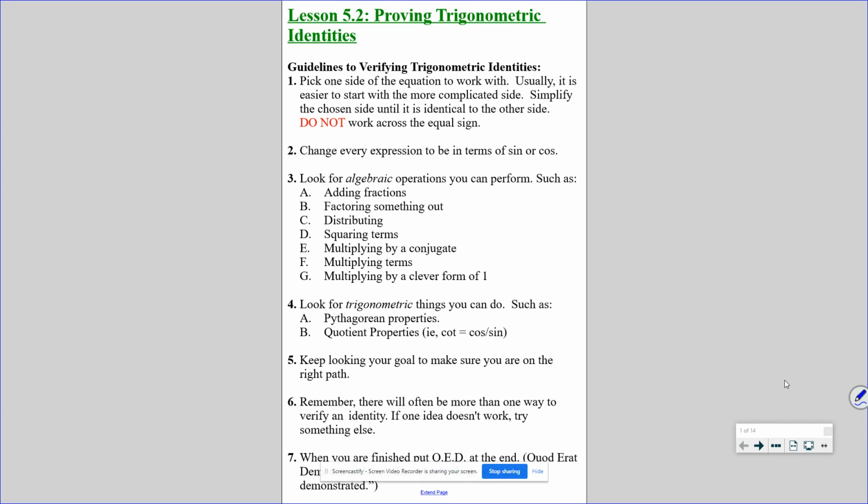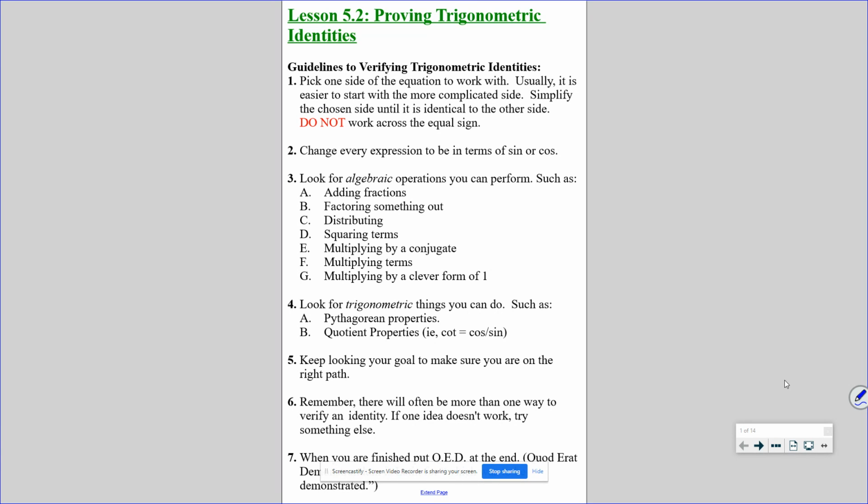So what we're going to be doing today is what we call trig proofs, but I want to put your mind at ease a little bit. This is nothing like a proof that you would have done in geometry. This is more like using algebra to help you change something into something else. Okay, so a lot like stuff we did in 5.1, we're just going to beef it up a little bit.